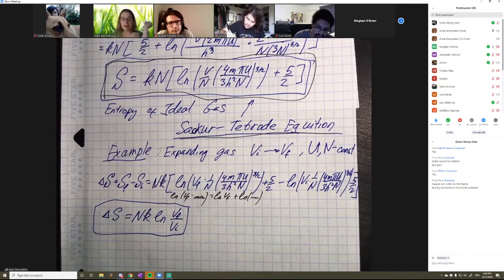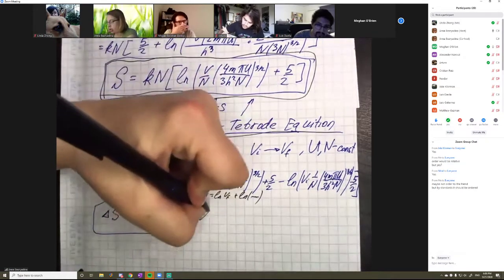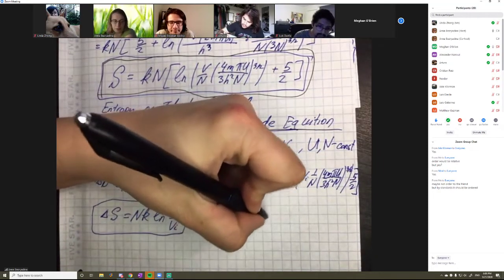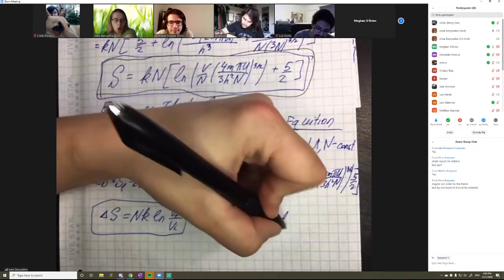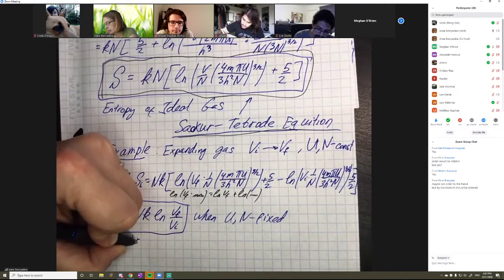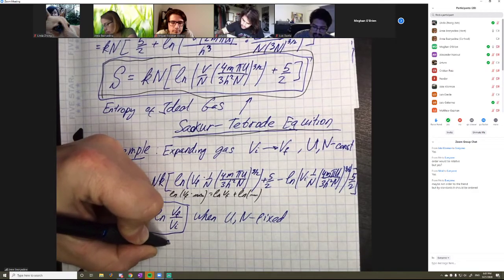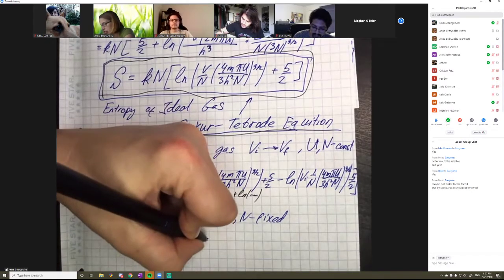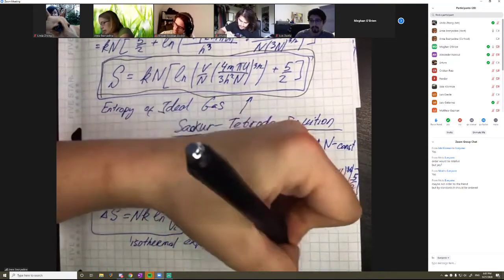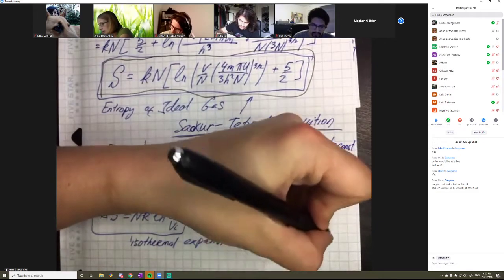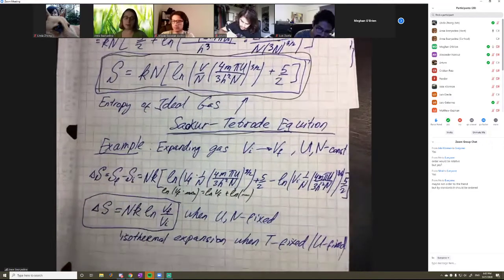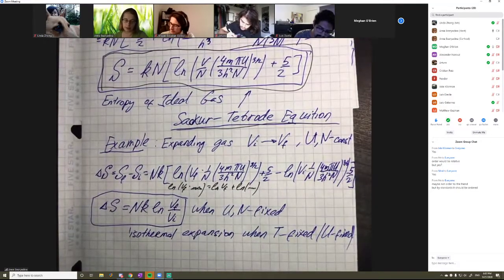Does that make sense? So it becomes a very nice situation. We get the change of entropy when U and N are fixed. And this is an example of isothermal expansion. So when T is fixed, in this case we can say that U is fixed. It's a simple example of isothermal expansion, and this is a nice formula for that.